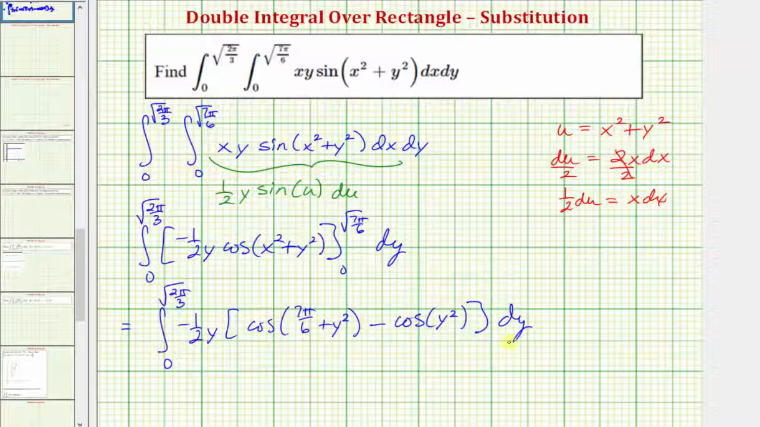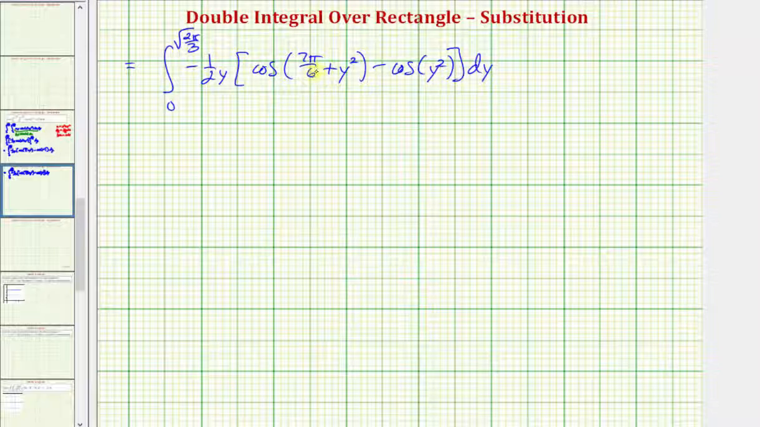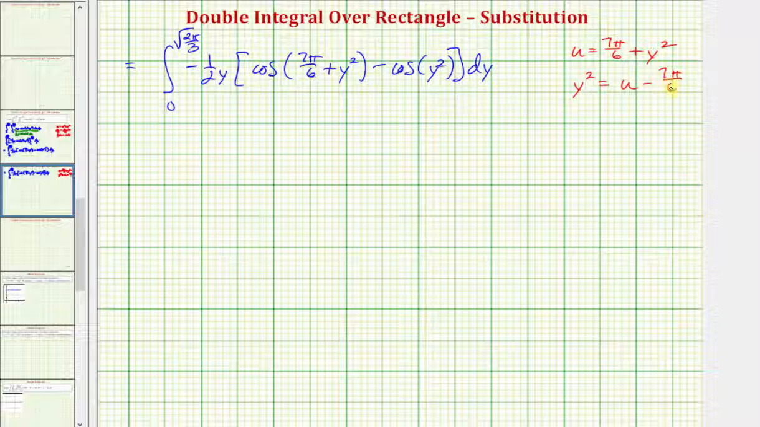And now we need to integrate with respect to y, but this is also going to require u substitution. Let's do this on the next slide. Here we'll let u equal 7 pi divided by 6 plus y squared. Notice how here we just have cosine y squared, so let's also solve this for y squared. Notice that y squared would be equal to u minus 7 pi divided by 6.